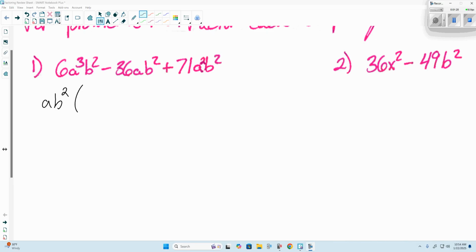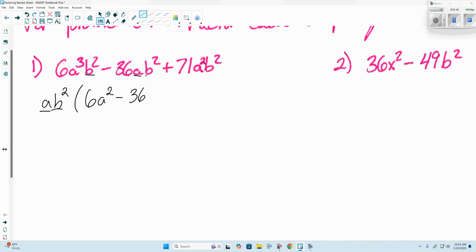So the only thing we can factor out of this first one is AB squared. The 6 stays put. Now, since we're taking an A out of A cubed, we're left with A squared. We removed 1A from A to the third, so we have 2 of them left. Now the B squared factors out completely, minus 36.